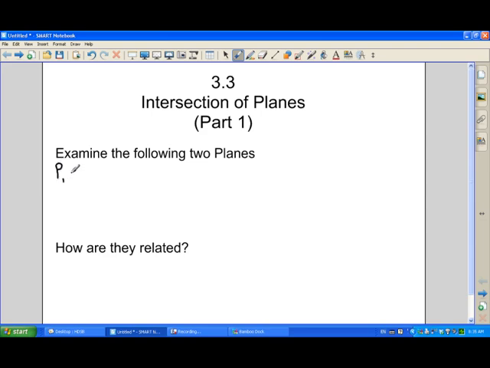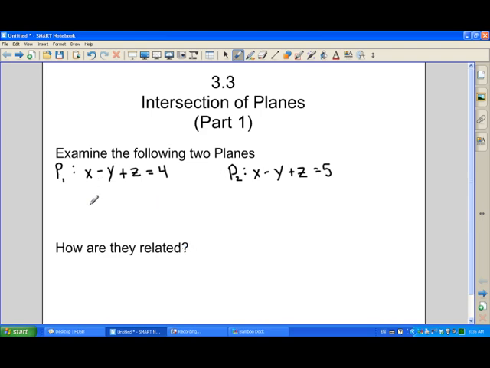Plane 1, which has the Cartesian equation x minus y plus z equals 4, and plane 2, which is x minus y plus z equals 5. And we want to ask ourselves, how are these planes related?